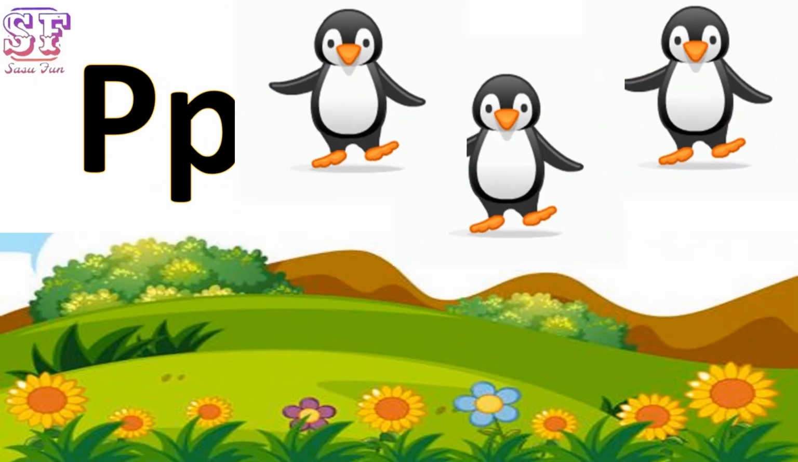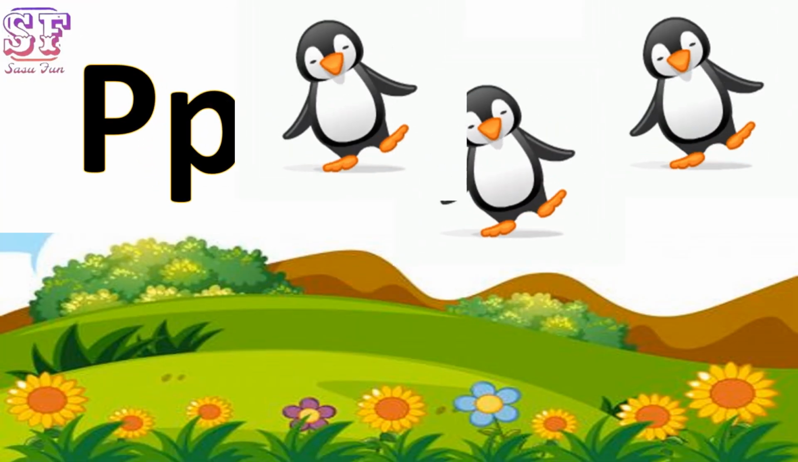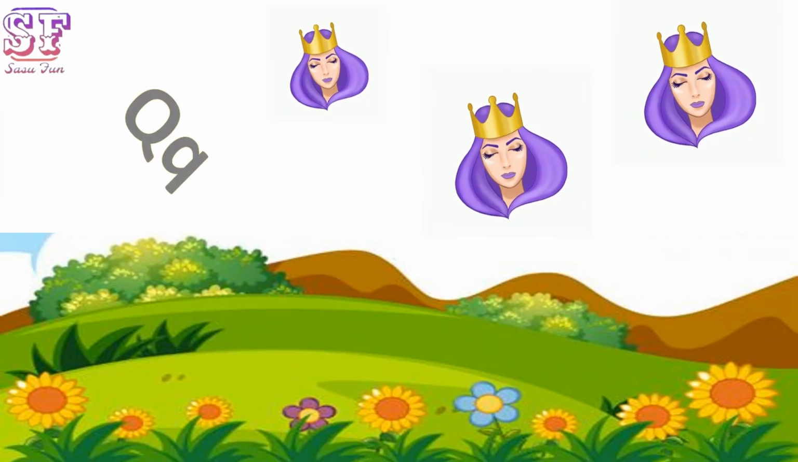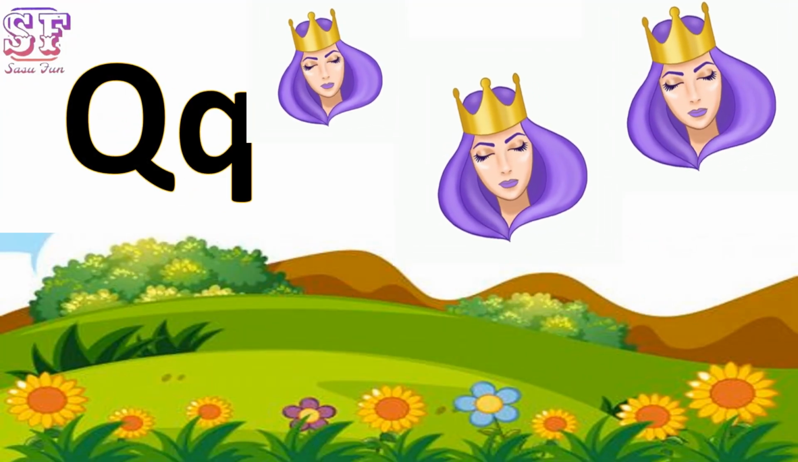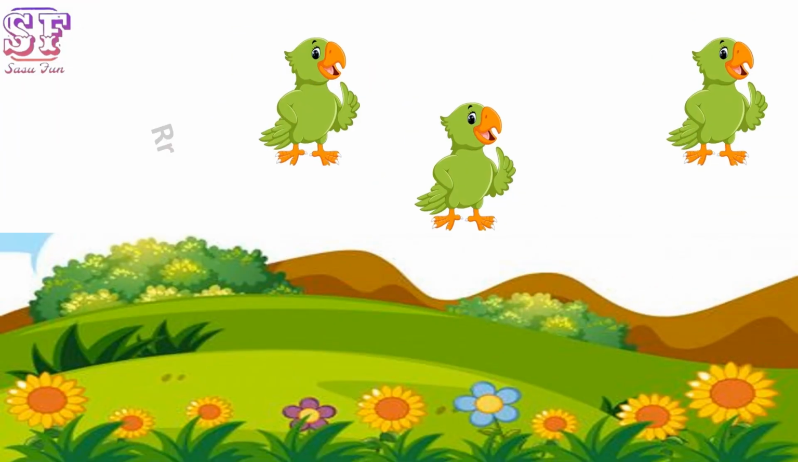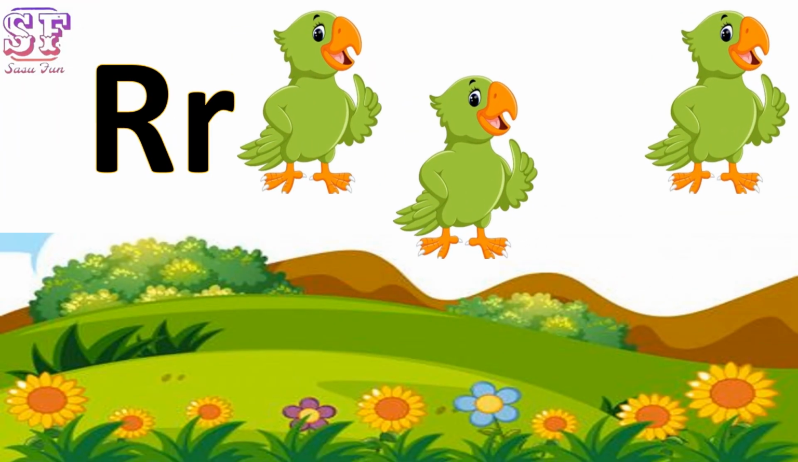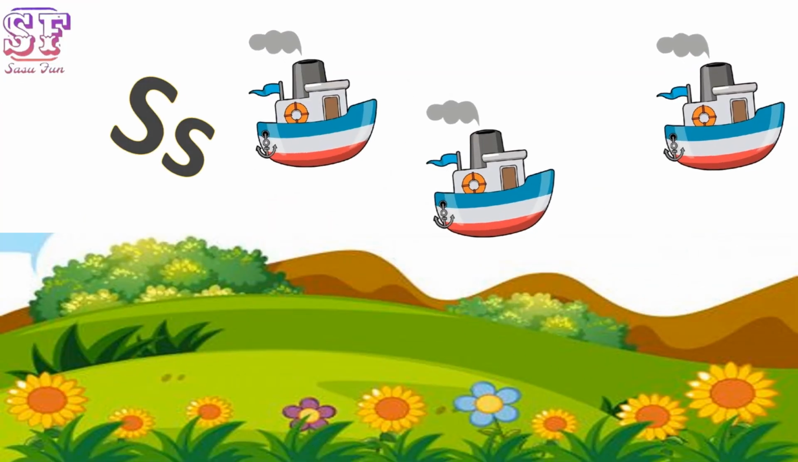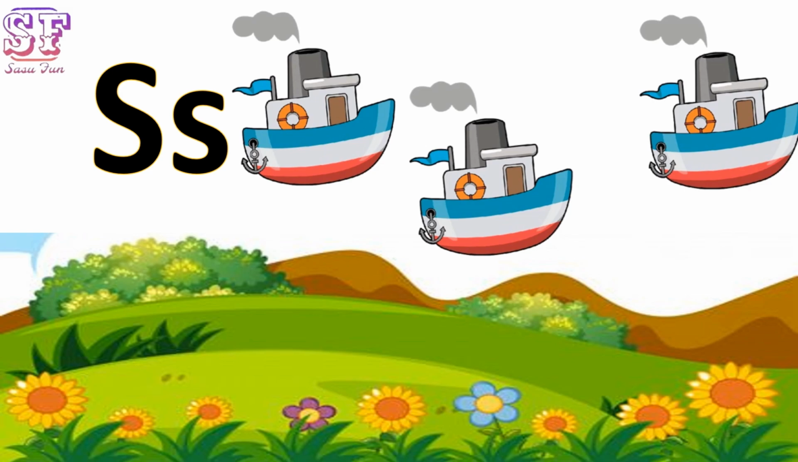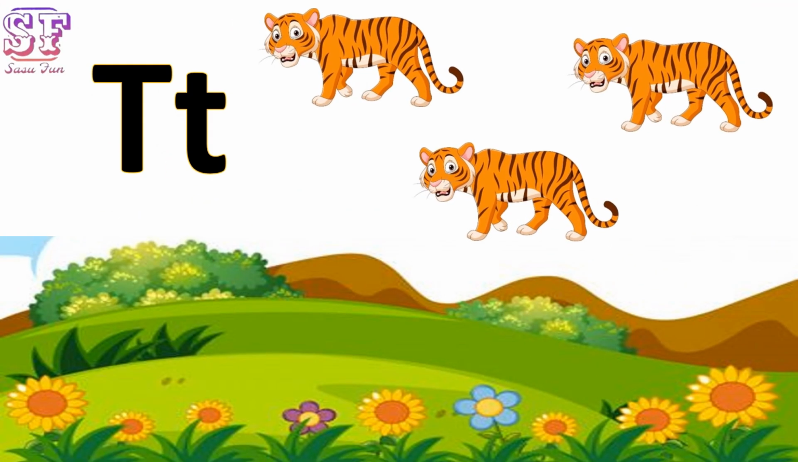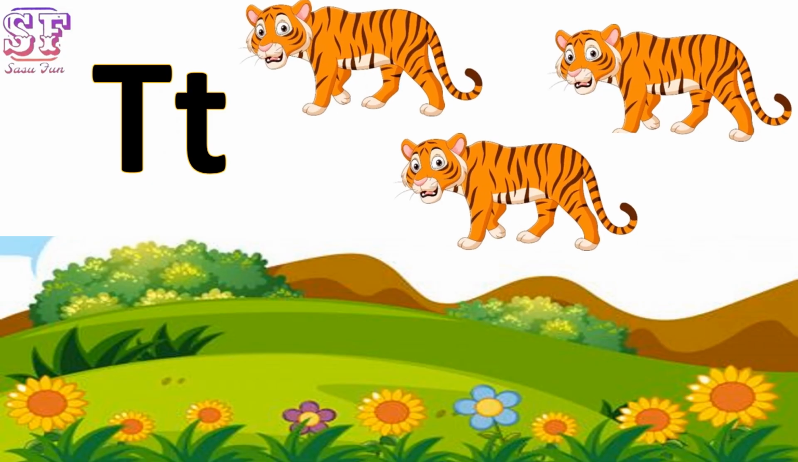P for penguin. Q for queen. R for rabbit. S for sheep. T for tiger.